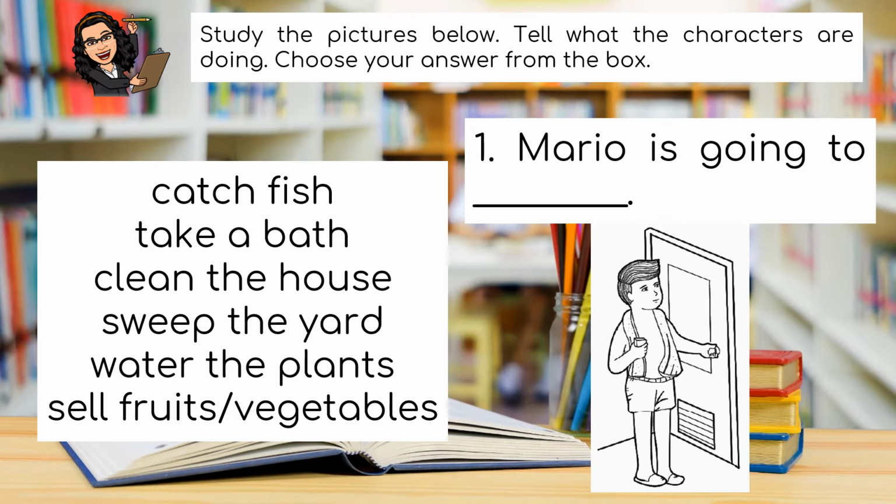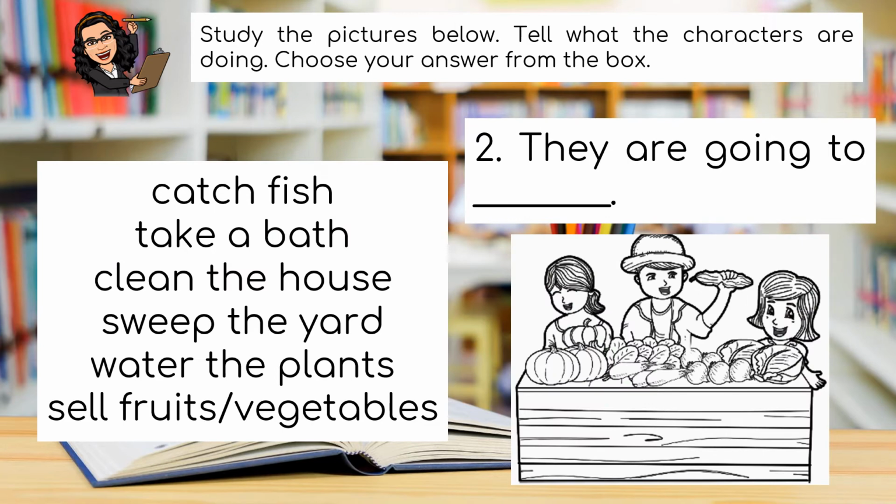In this activity, study the pictures below. Tell what the characters are doing. Choose your answer from the box. For number 1, Mario is going to catch fish, take a bath, clean the house, sweep the yard, water the plants, or sell fruits or vegetables. What is your answer? The correct answer is take a bath. Mario is going to take a bath.